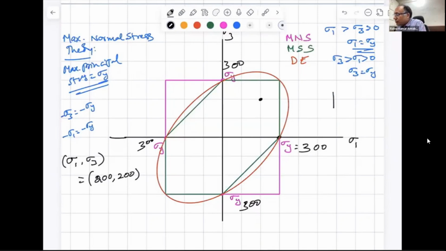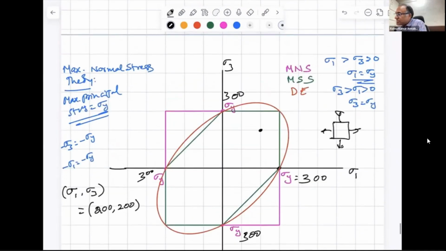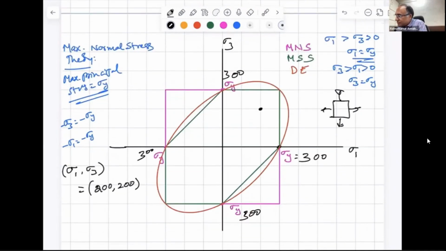Suppose you have a state of loading where sigma 1 is 200, sigma 3 is 200. Equibiaxial loading. If you plot that in this sigma 1, sigma 3 plane, that is the loading scenario for your specimen. Is this safe or unsafe? Safe. It is safe, right?